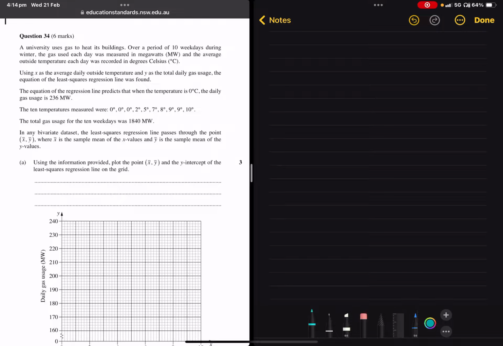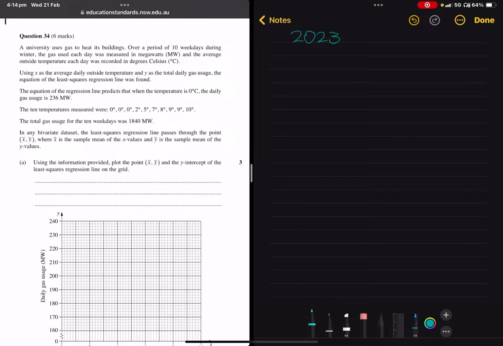Okay, so let's take a look at another question. This one comes from the 2023 HSC Standard 2 Maths paper. This is question 34 in this paper. This also appears in the Advanced Maths paper. This is question 18 in the Advanced Maths paper. So the marking and the answer will be exactly identical to both.